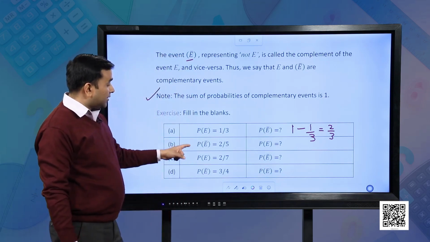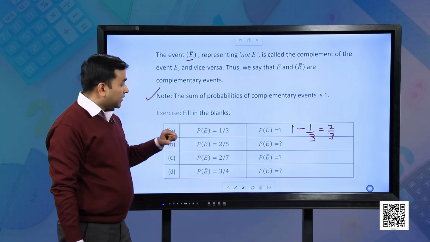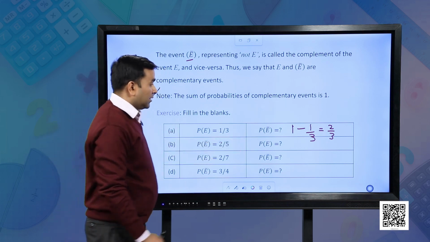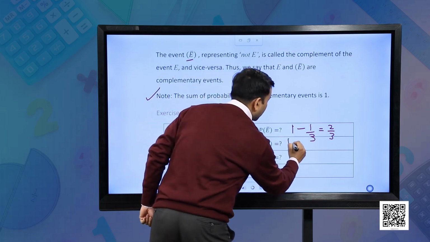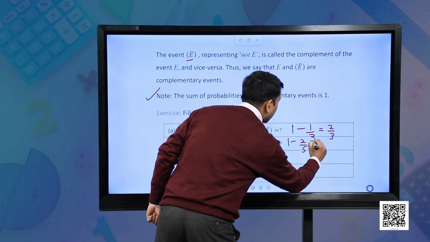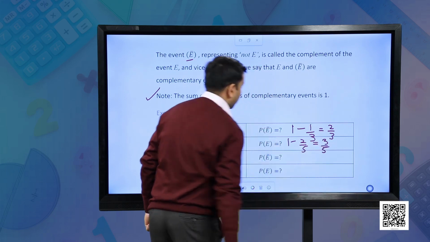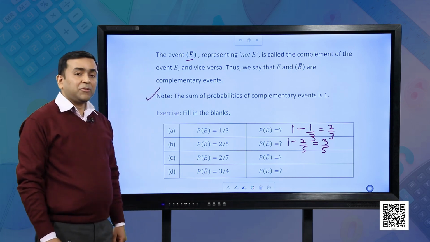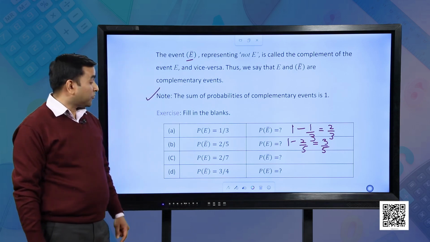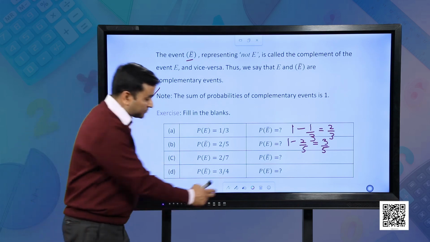Let us consider another example. If P(E bar) is 2 by 5, then what is P(E)? Simply it would also be 1 minus 2 upon 5, which is equal to 3 upon 5. Similarly, students, I request you to find the next 2 options yourself.